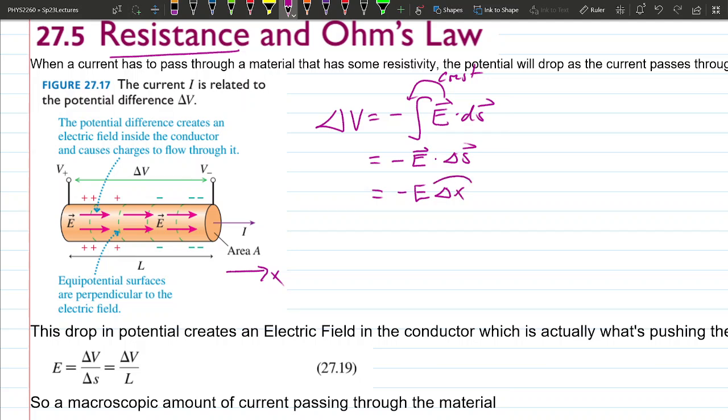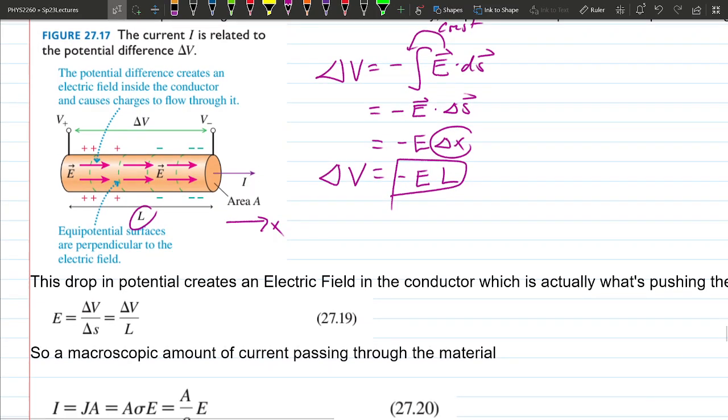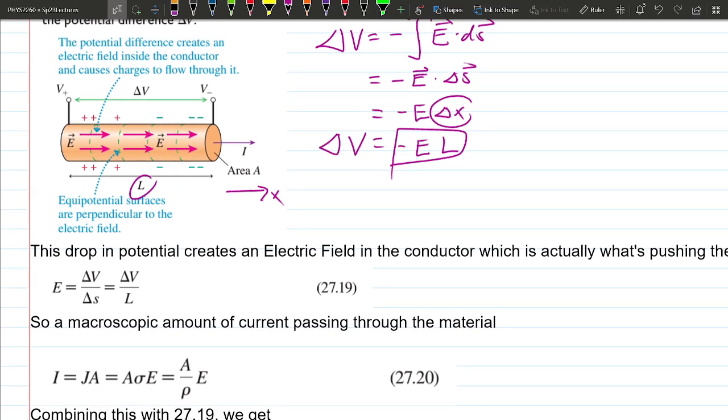However long this is, and the length of this is L, right? So the potential, meaning the voltage of these charges that are here, drops from whatever the initial potential is to some other potential. And the way we quantify that is just that it's a drop, therefore it's negative. It's E times L. Okay? All right, so let's just save that in our head for a little bit.